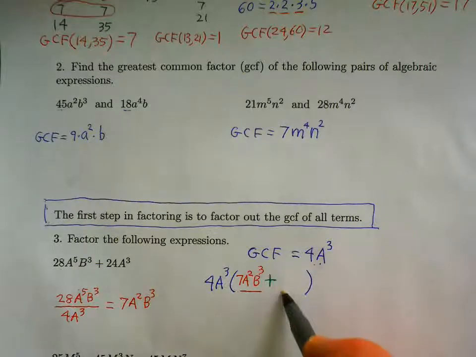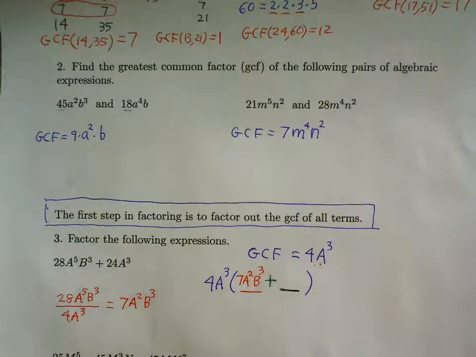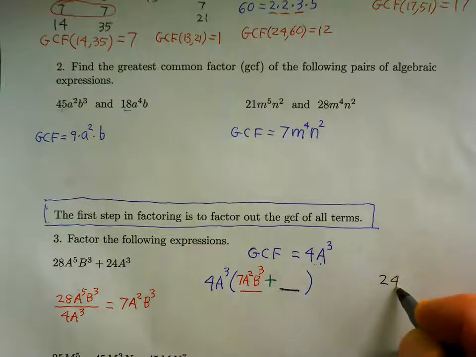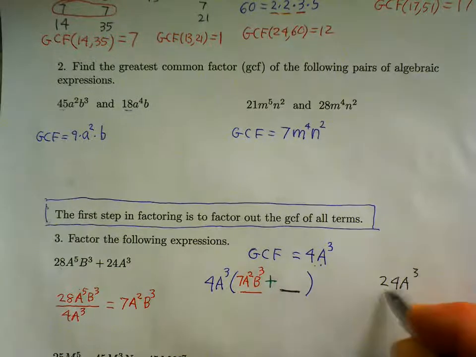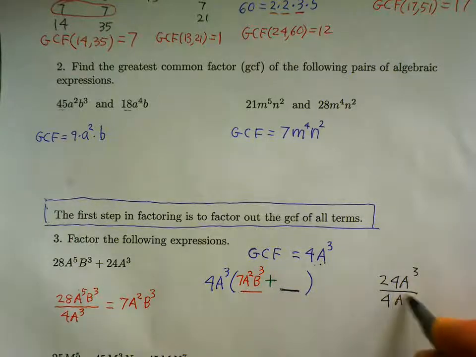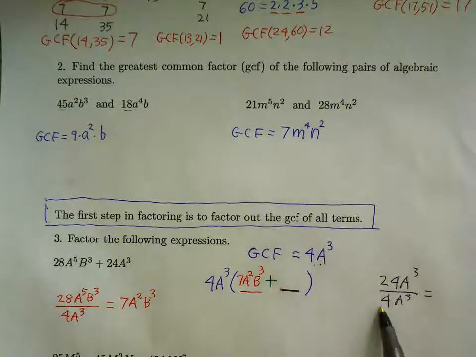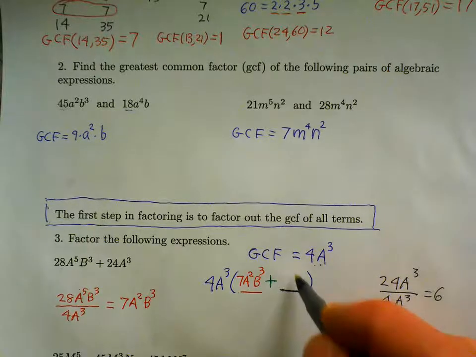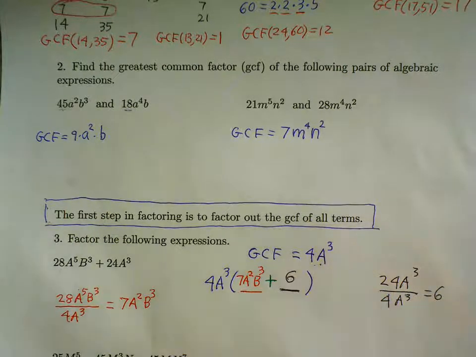To find the second term inside the parentheses, this time we're going to divide 24a to the 3rd by the greatest common factor. So 24a to the 3rd divided by 4a to the 3rd. 24 divided by 4 is 6. A to the 3rd divided by a to the 3rd is 1. So 6 is what goes on the inside.